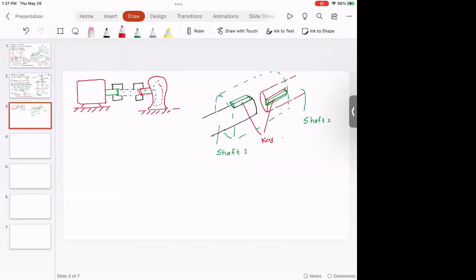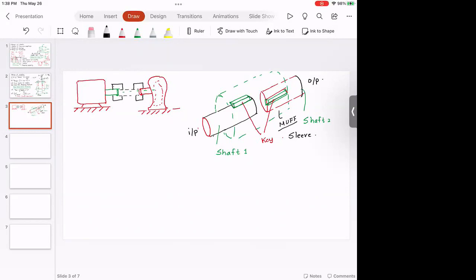So how does the power get transmitted? So what you have is, you have an input shaft here, and you have an output shaft over here. Input shaft is attached to this muff, also called the sleeve coupling. So the input shaft is attached to the sleeve by means of a keyway.